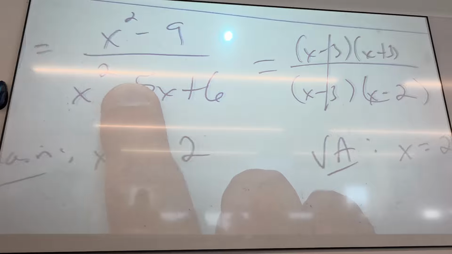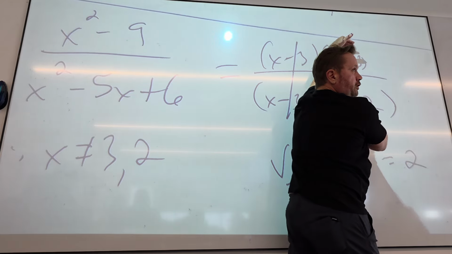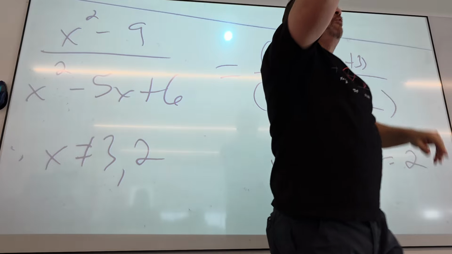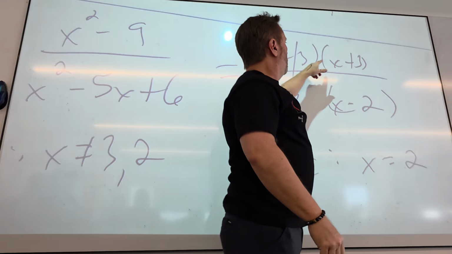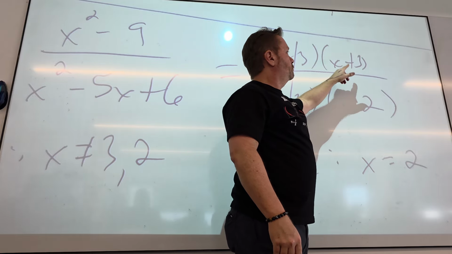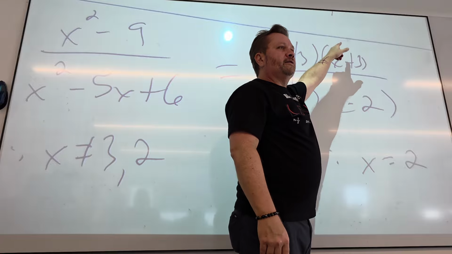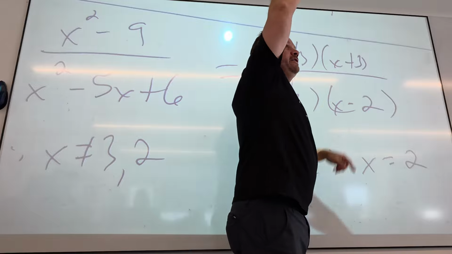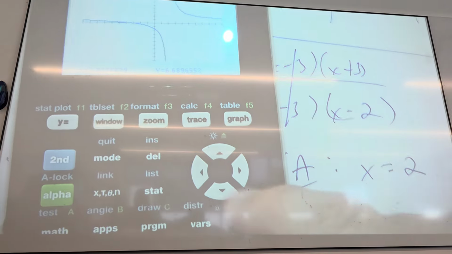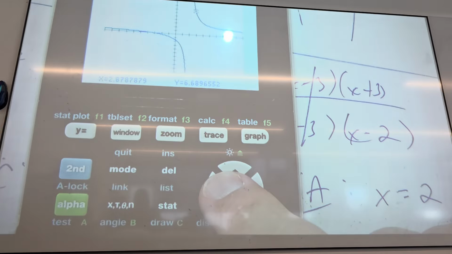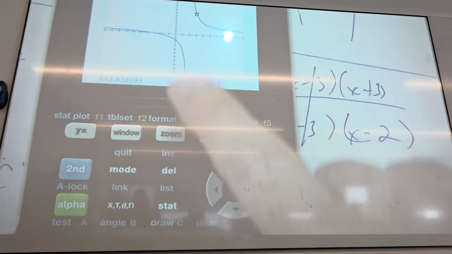And sure enough, this function is this function. This function equals this function. You guys with me? Everywhere except one place. Everywhere except the 3. But what's the output if I try to plug a 3 into this? What's 3 plus 3? 6. And what's 3 minus 2? 1. 6 divided by 1? 6. Exactly where it looks like it's trying to go. Do you see how it's right above 6? And it's right below 6? So it is trying to say 6.